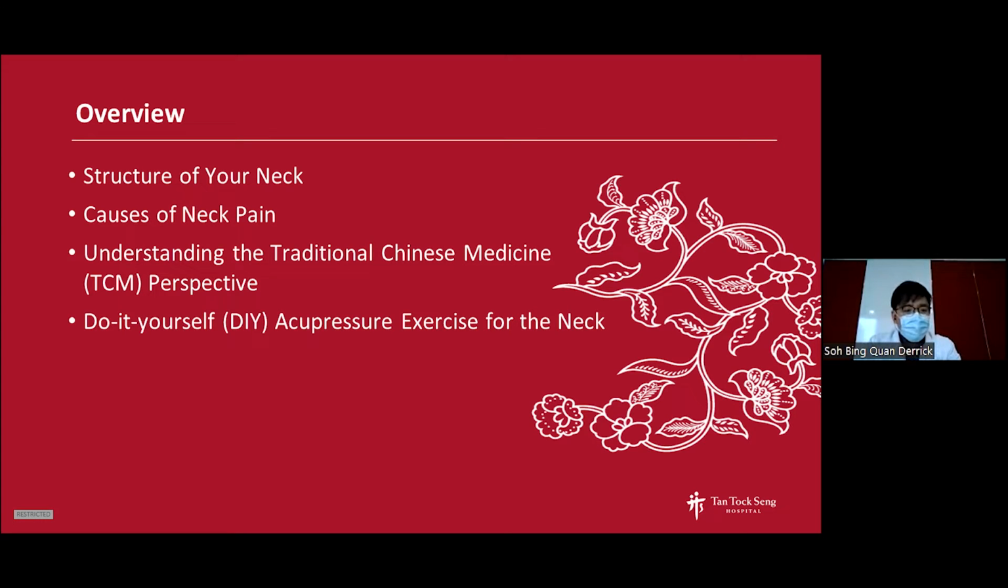So, my overview for the talk today. Firstly, we'll briefly go through some of the structures of the neck. Then I'll touch on the causes of neck pain. After that, the TCM perspective on neck pain and other pain conditions. And lastly, the main gist of the talk is the DIY acupressure exercises for the neck. Not only will you learn acupressure, you'll also learn some simple stretches and simple exercises to relieve your neck pain. All right, so let's start.